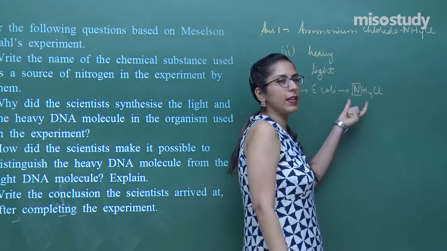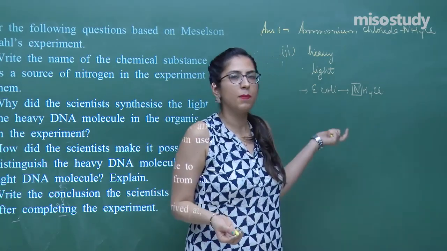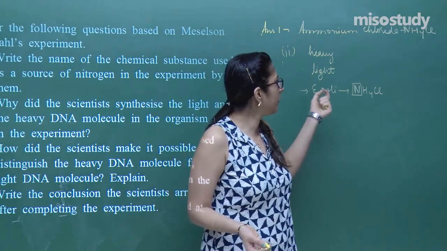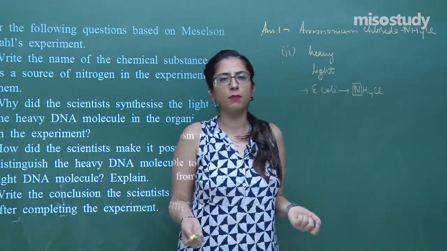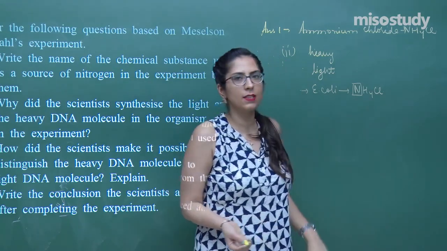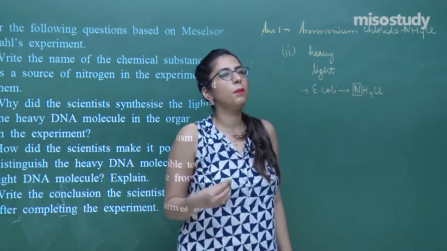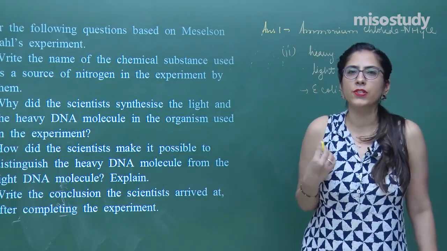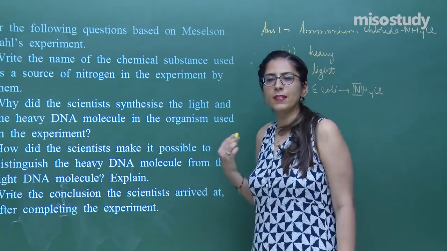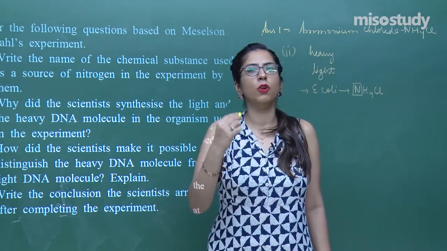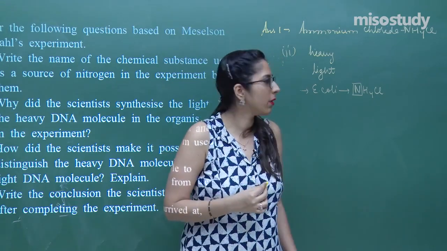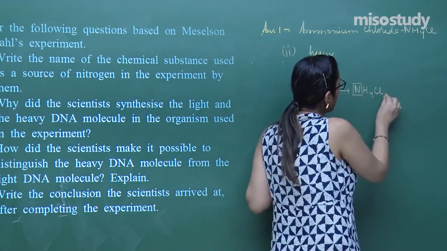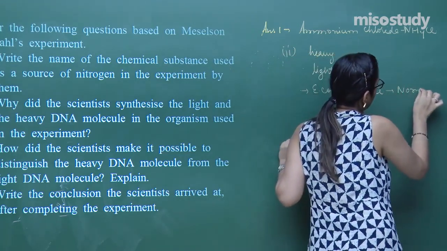Because they have to synthesize DNA, replication will definitely happen, because the cell has to divide. When a cell divides, it will use this NH4Cl placed in the medium as a source of nitrogen, and synthesize the purines and the pyrimidines. How they are synthesized tells us about the replication mechanism, whether it is semi-conservative, conservative, or dispersive. So we have to discuss that. When first grown in the NH4Cl medium, this was normal nitrogen.